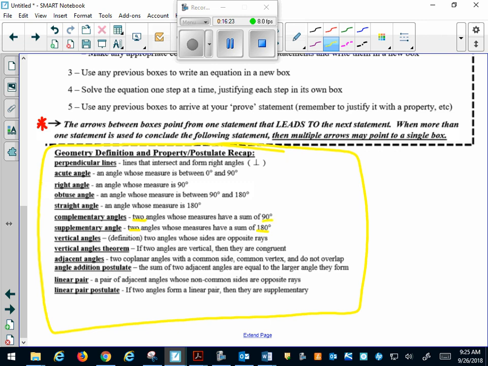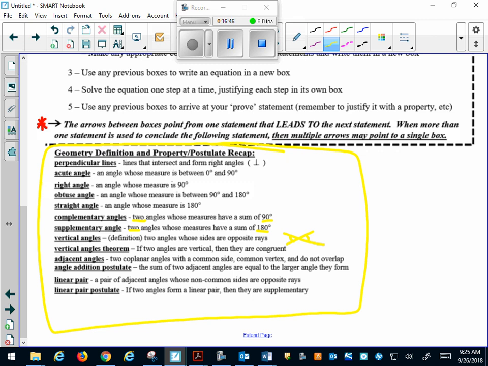Vertical angles we've learned already in all your last tests, right? Two angles whose sides are opposite rays. That's one way to explain it. Just remember that it looks like this, right? Vertical angles. The vertical angles theorem says that if they're vertical angles, then they're congruent.